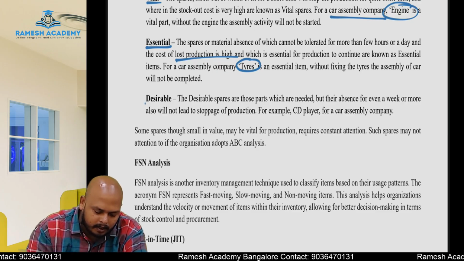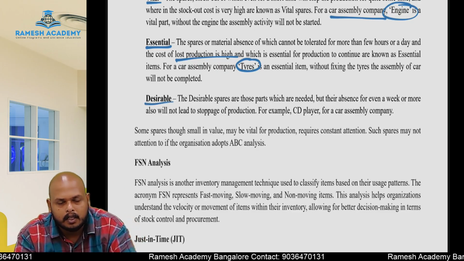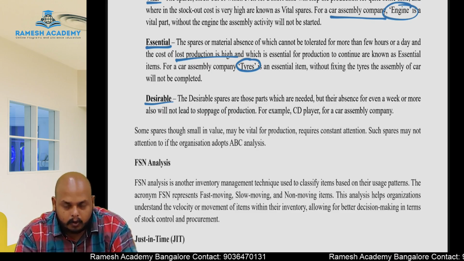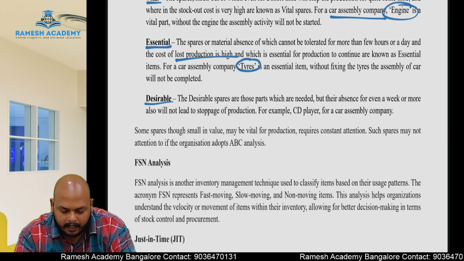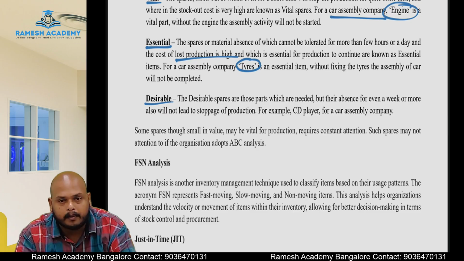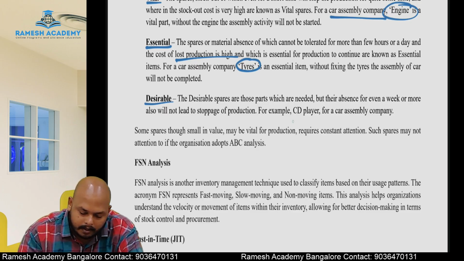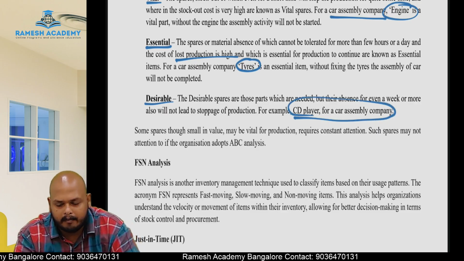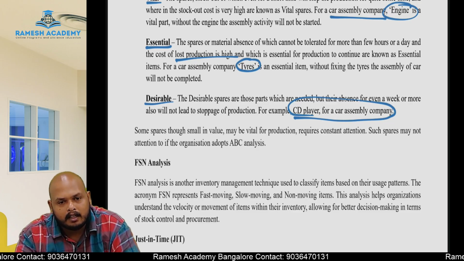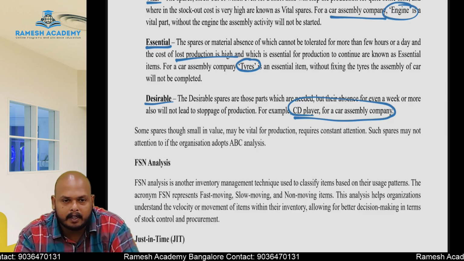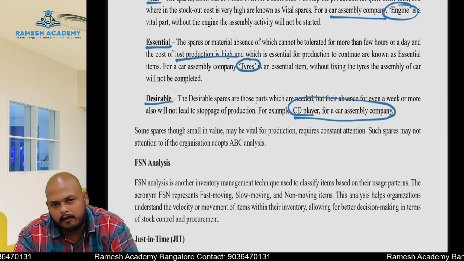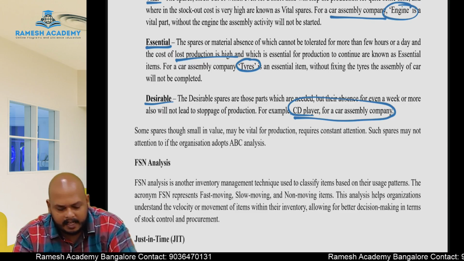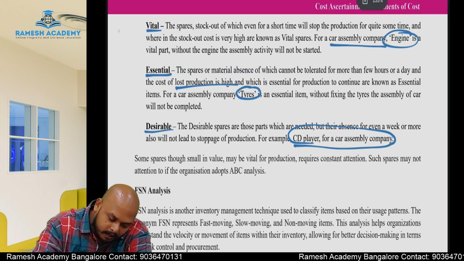Desirable is nothing but optional. If this is not available, it's not going to have any effect on the production. The desirable spare parts are those spare parts which are needed, but their absence even for a week or more will not stop production. Example, a CD player for the car assembly process. CD player is desirable, as are the bumper or the rear camera. All these are desirable but not mandatory. If these are not available, still we can sell these items in the market. This is known as VED analysis. This is also an important theory question.